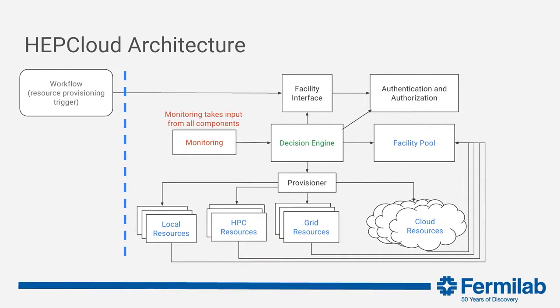And the architecture, I don't have a pointer, so I'm not going to go through this in tremendous detail. But on the left of the dashed line, we have users submitting workflows. It comes into our facility, and we have a decision engine, and the decision engine decides when we're going to provision based on workflow characteristics, based on the pricing, what the preemptibles are going for compared to what it costs us on-prem, what's available in the grid, and so on. And then we either send it on-prem, or we have a provisioner that goes out and gets all these different classes of resources, depending on what makes sense.